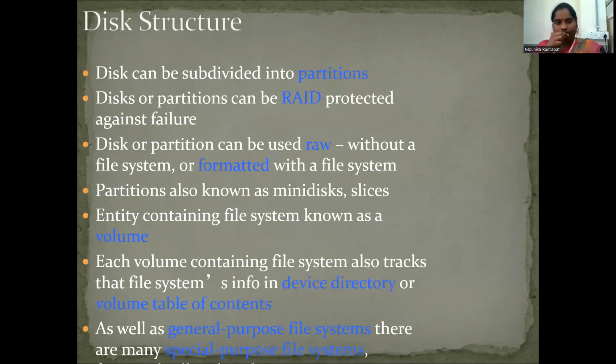Next, disk structure. A disk can be subdivided into partitions. Disks or partitions can be RAID protected against failure. A disk or partition can be used raw, without a file system. Partitions are also known as minidisks or slices.